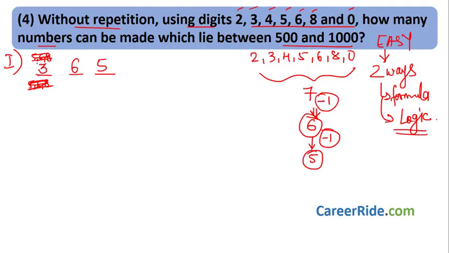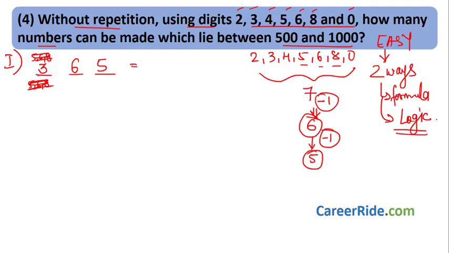We took directly only 3, because only the numbers 5, 6 and 8 will make sure that all the numbers we form lie between 500 and 1000. So the possible choices we have put in here: 3 choices can come here, any of the possible 6 digits can come here, and here any of the possible 5 digits can come.